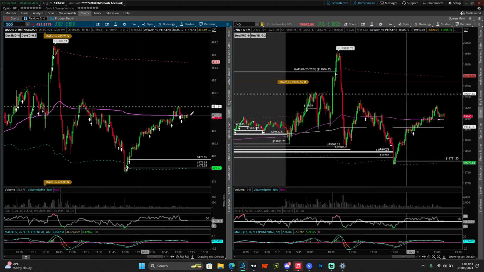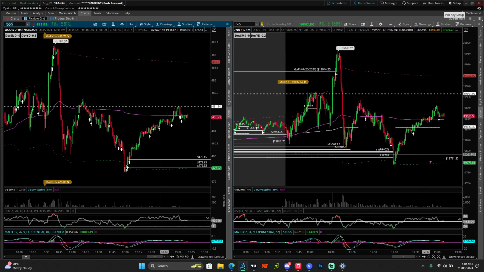Haven't posted it in the Discord just yet, but we will. We do have gaps to fill down here on the NASDAQ and here on the QQQ, so we should expect to see these fill. Now, what can be a good entry for these? Mean, again, worked quite nicely as a pullback.